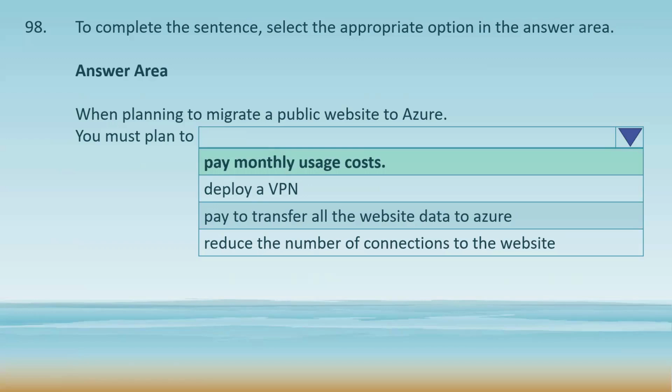Whenever planning to migrate a website to Azure, you must plan to pay monthly usage costs. This is because Azure uses the pay-as-you-go pricing model, so you only pay for what you use. And you also need to remember that transferring inbound data to Azure is free of cost. So inbound transfer is always free, whereas the outbound transfer is charged based on where you are transferring, whether you are transferring within the regions or you are taking the data out of Azure. It varies based on the requirement.